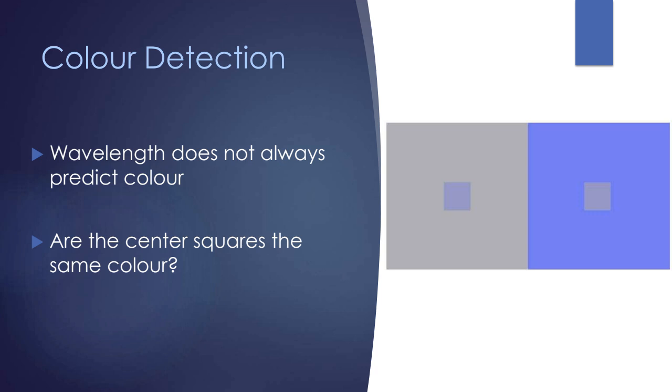So wavelength does not always predict color. Different colors are associated with different wavelengths. That is true, but what color we perceive depends to some degree on the context that we're looking at it in. So when we look at the visible electromagnetic spectrum, it does seem that there is a correspondence between color and wavelength, right?